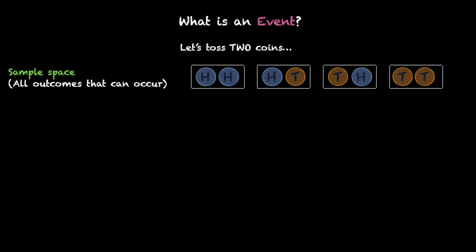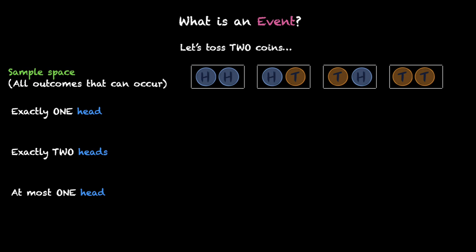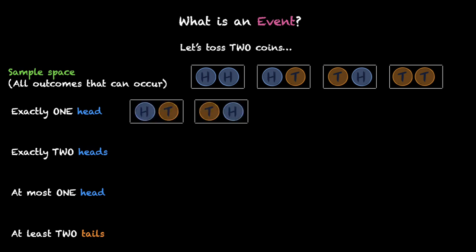Now let's get creative. Suppose we want to understand how do we get these scenarios. How do we get exactly one head? How do we get exactly two heads? At most one head, or at least two tails. We can get exactly one head by either having the first coin as heads or the second coin as heads. That's it. Now how do we get exactly two heads? Well, there's only one way. Both of them have to be heads.